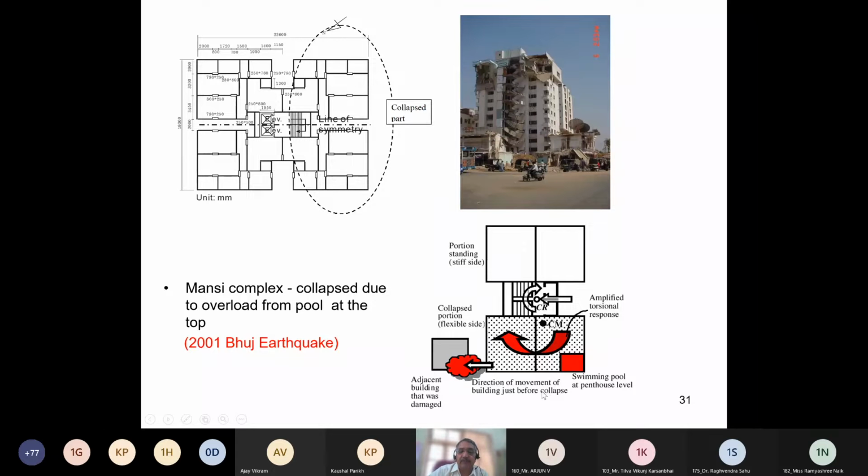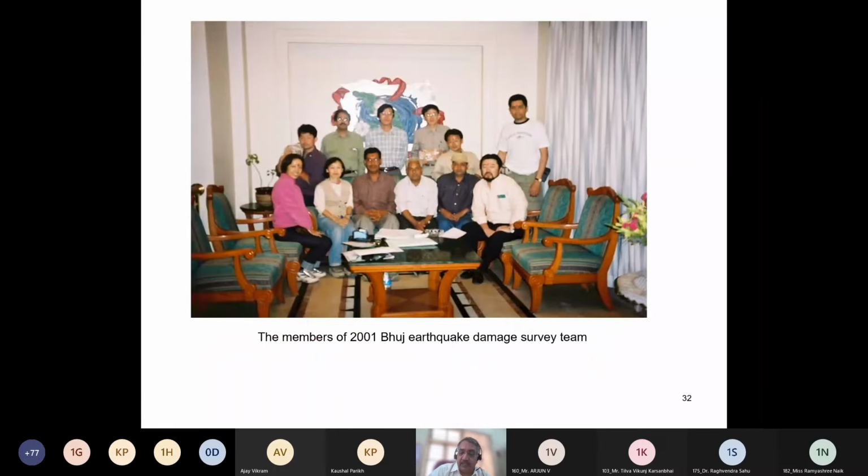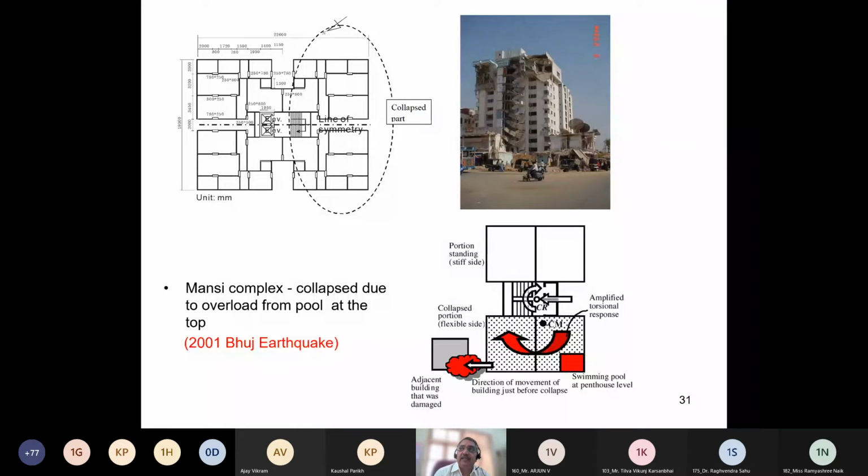Direction of movement of the building just before collapse. So the adjacent building also got damaged. So this is standing. In this photograph, we are seeing one side of this building, this standing portion. The other side has collapsed. In the case of a multi-story building, even a single-story L-shaped or U-shaped building, by providing joints, we can make it simple rectangular shapes.